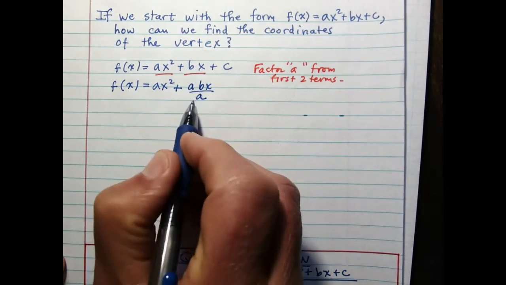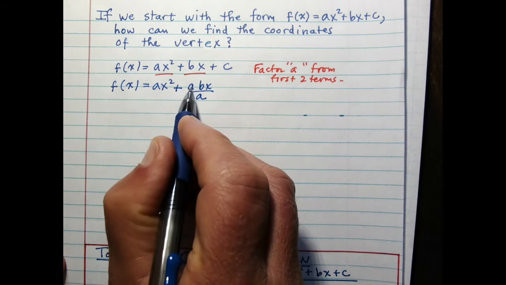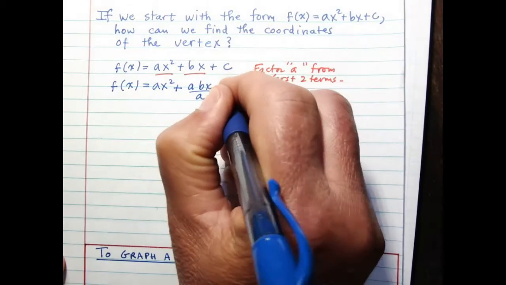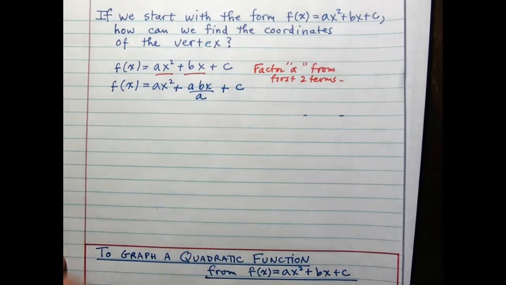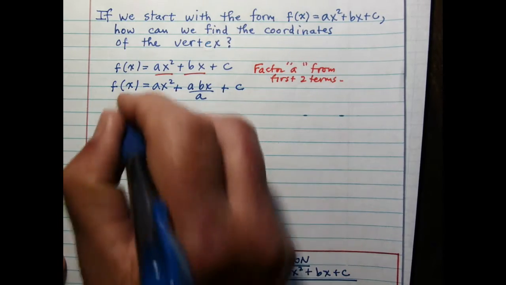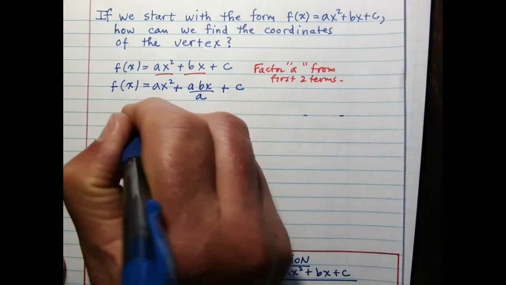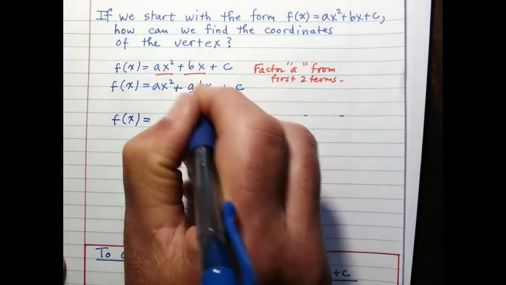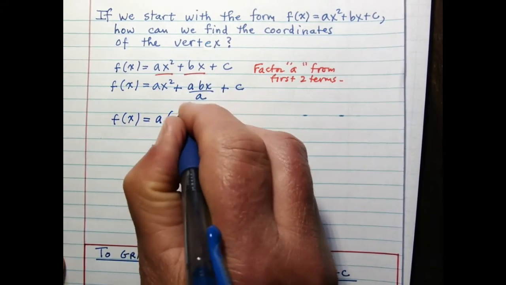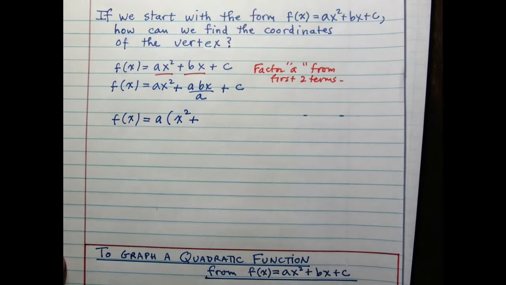So I changed the look of that bx, but because I multiplied and divided by a, this is still equivalent, right, plus c on the end. And that allows me now to have an a that I can factor out. So that's the trick. Multiplying and dividing by a, I'm going to factor out an a from those first two terms.